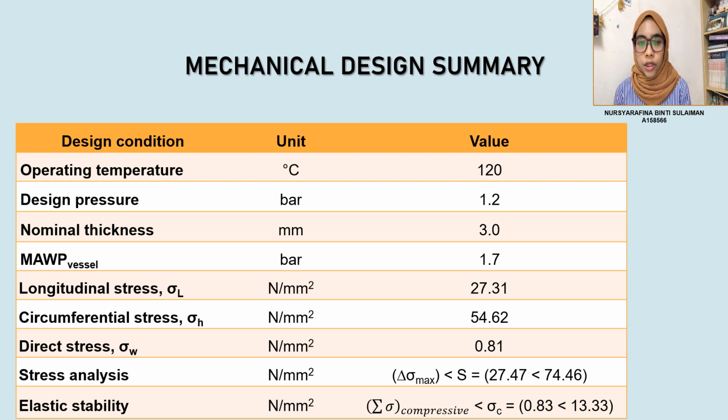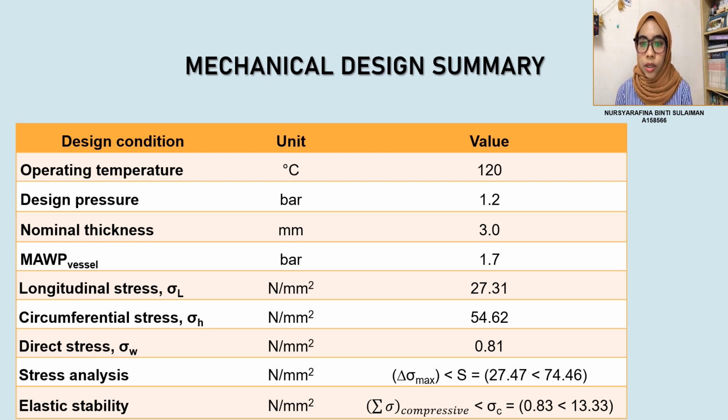For stress calculation, the bending stress for a short vessel is negligible, and the primary stress is well below the design maximum allowable stress of 74.46 Newton per millimeter squared. Thus, the pressure vessel can be considered workable. The vessel design is considered safe because the compressive stress is 0.829 Newton per millimeter squared, which is well below the buckling stress.